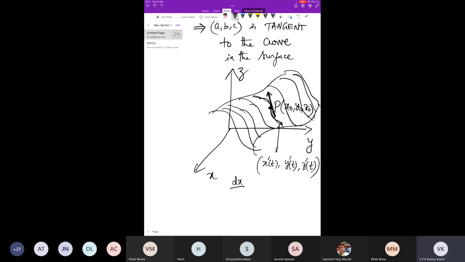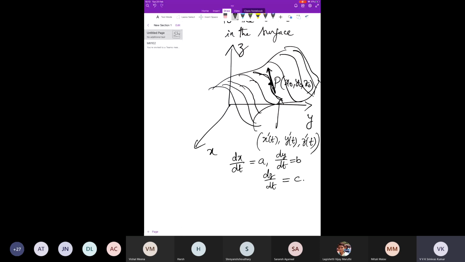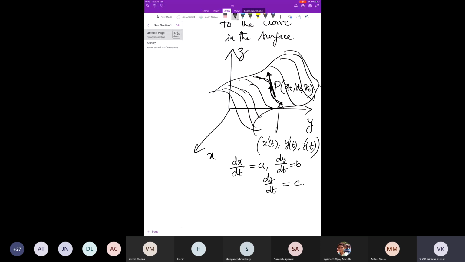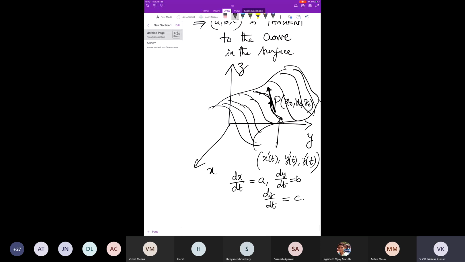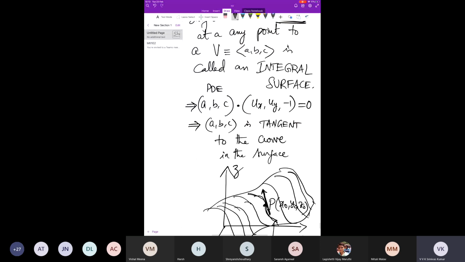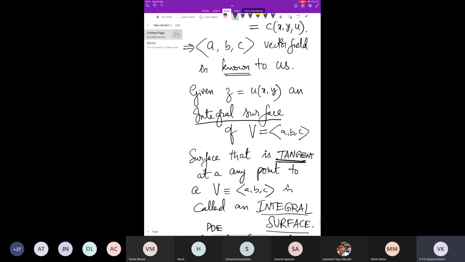That is, dx/dt is equal to a, dy/dt is equal to b, and dz/dt is equal to c. That is the meaning of integral surface. That's how we find that. So these are all definitions, and we had recalled these definitions. Now come to the problem.